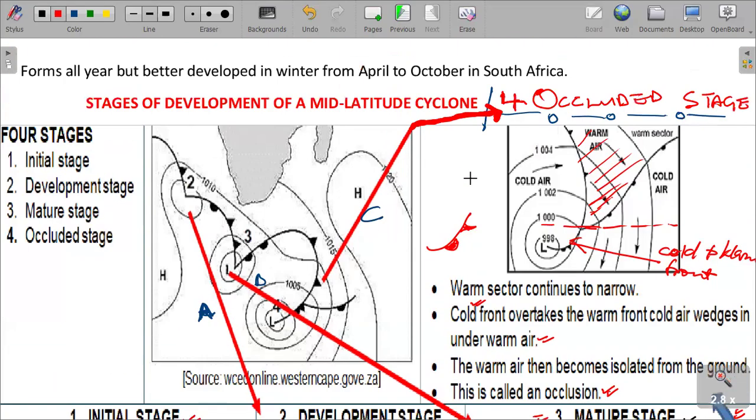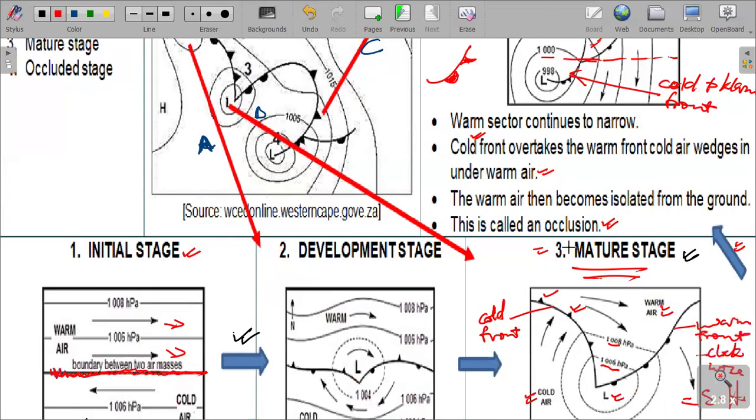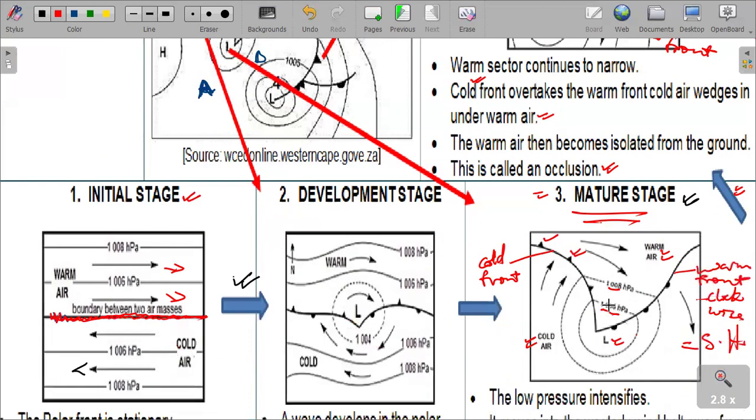Obviously, the occluded stage is not difficult. You are able to see the narrowing, or fading away, of the warm sector becoming smaller, and an occlusion existing on the ground. That is how we distinguish it from stage 2 and stage 3, where we have two different fronts that are quite far apart, illustrating a bigger warm sector.